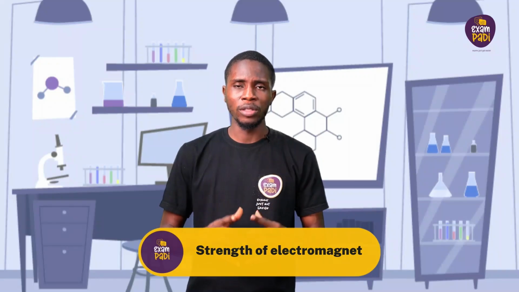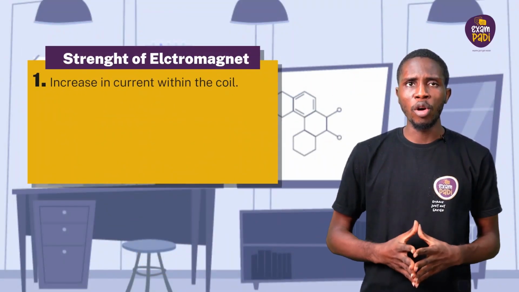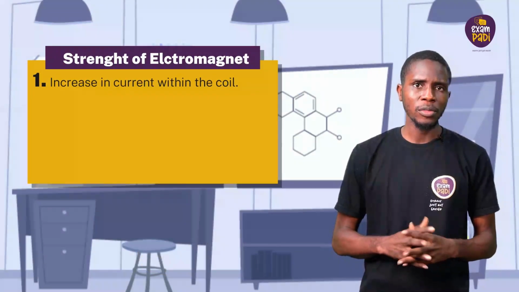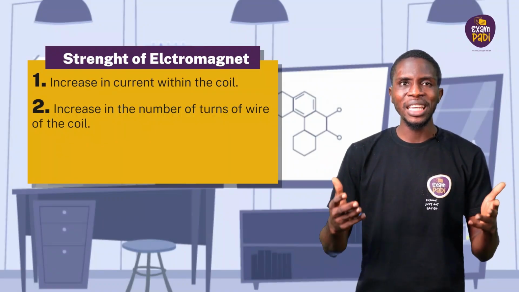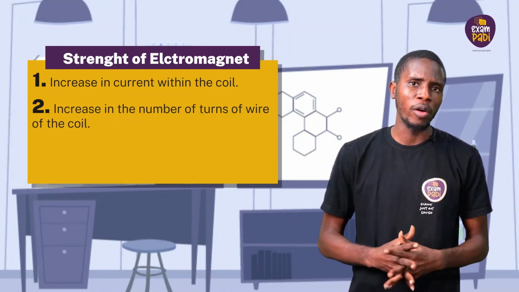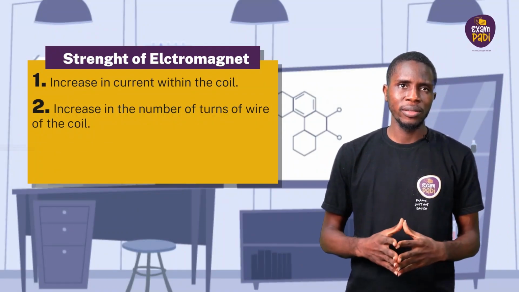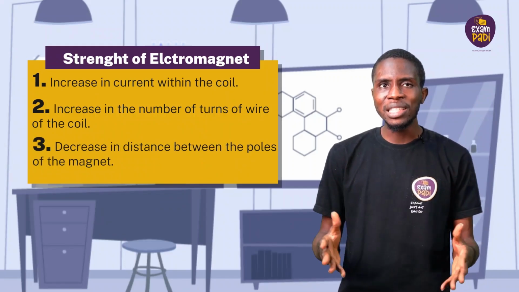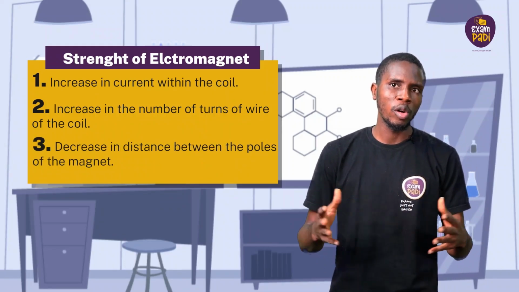The strength of electromagnets increases with: 1. Increase in the current within the coil. 2. Increase in the number of turns of wire of the coil. 3. Decrease in distance between the poles of the magnet.